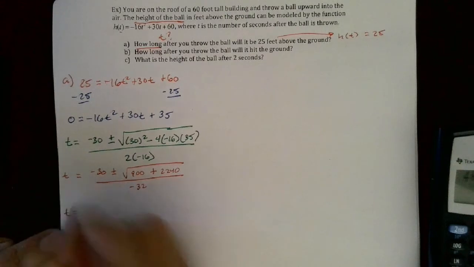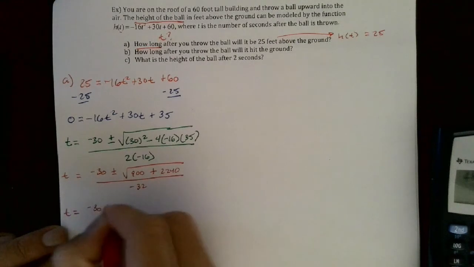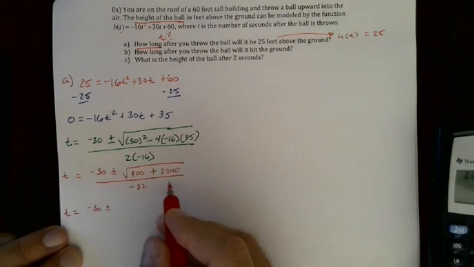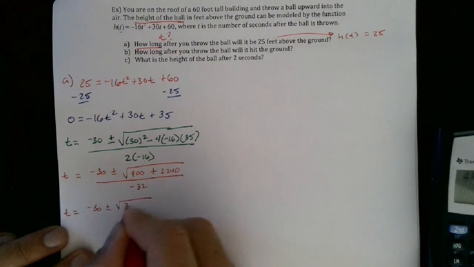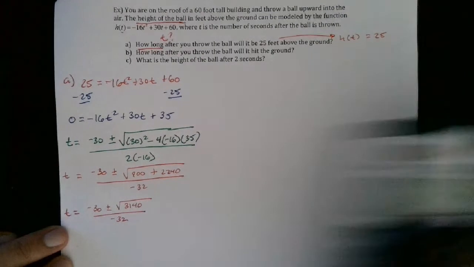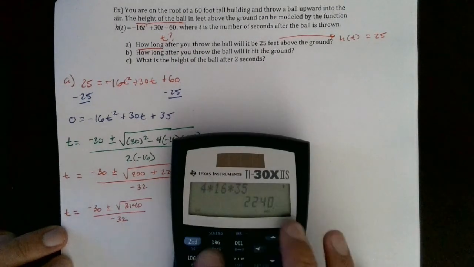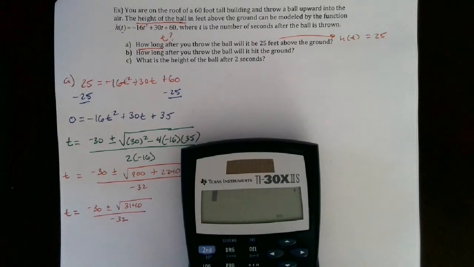So we get t equals, simplifying just inside the radical here, negative 30 plus or minus the square root of 900 plus 2240, which is 3140, over negative 32. And similar to the last problem, we can see if 3140 is a perfect square to try to simplify it. But if not, we still want to get a time here. So we want to do an approximation.